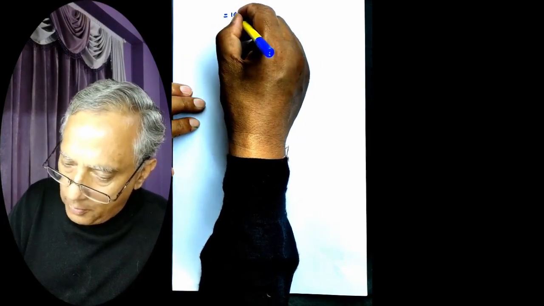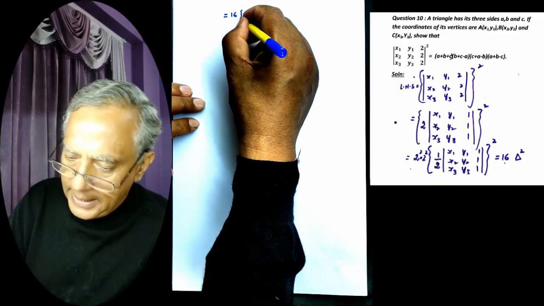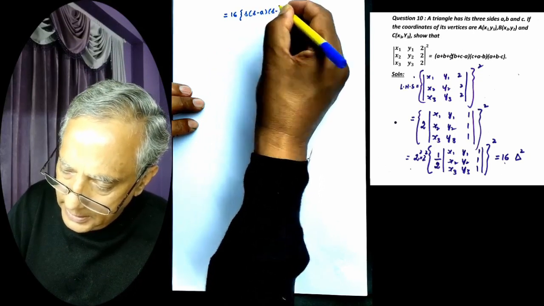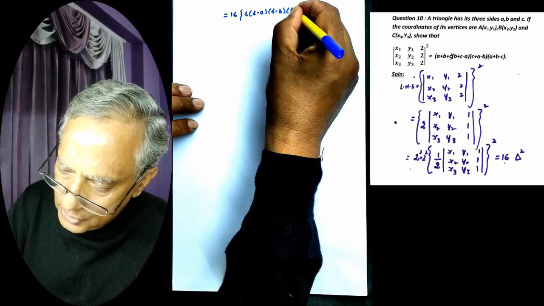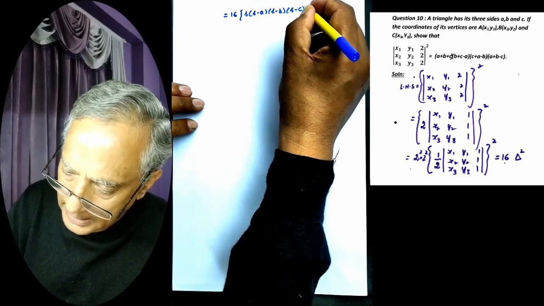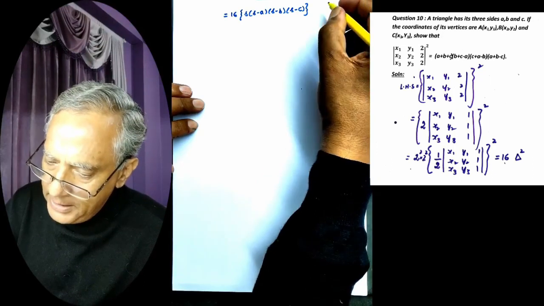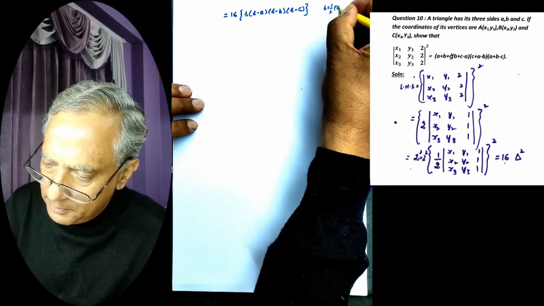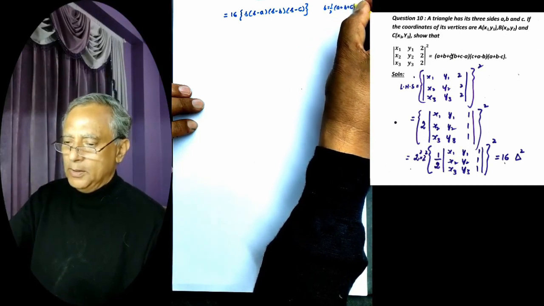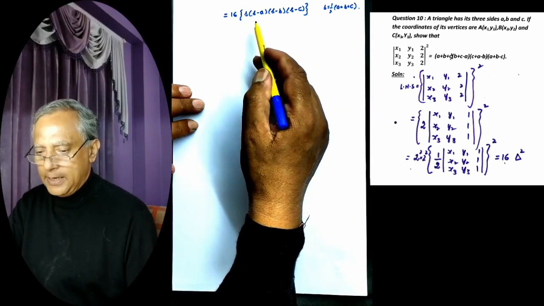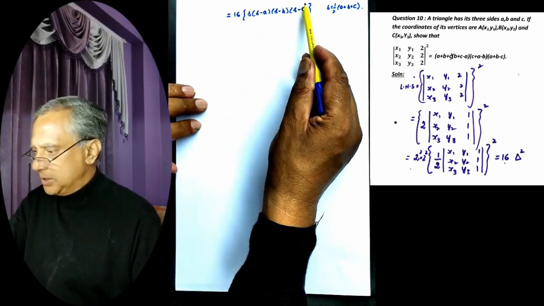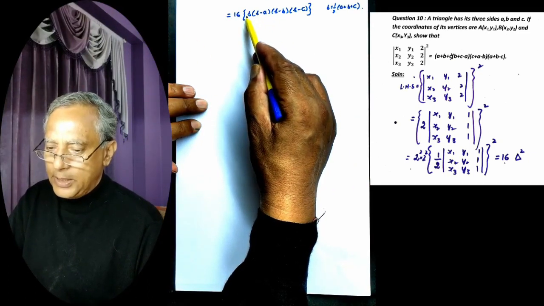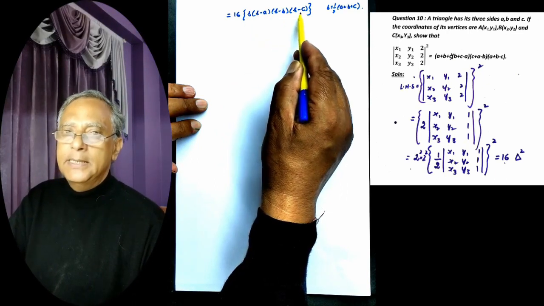16 into, now by Hero's formula, area of the triangle is S into S minus A into S minus B into S minus C. And S is nothing but the semi-perimeter. So S is equal to half A plus B plus C. Now, by Hero's formula, area of the triangle is under root of this. So, since we are having delta square, here it will be S into S minus A into S minus B into S minus C.